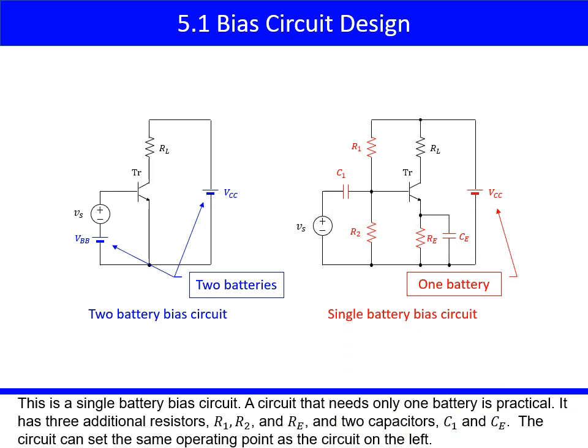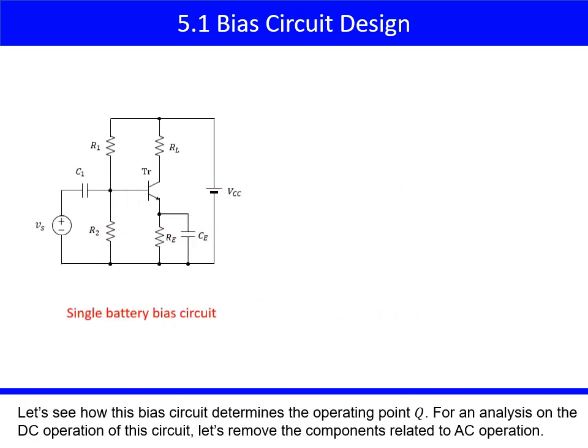This is a single battery bias circuit. A circuit that needs only 1 battery is practical. It has 3 additional resistors, R1, R2, and Re, and 2 capacitors, C1 and Ce. The circuit can set the same operating point as the circuit on the left. Let's see how this bias circuit determines the operating point Q.